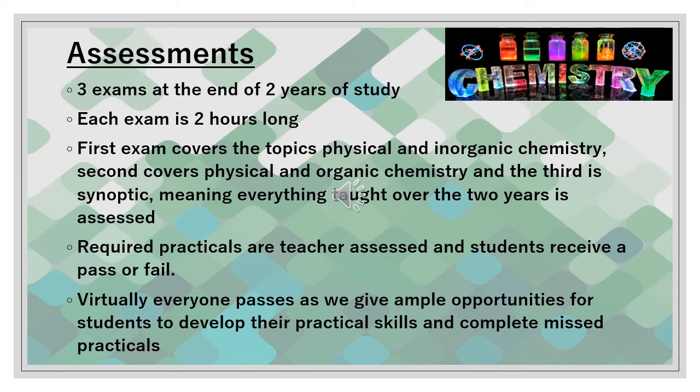The assessments: there are 3 exams at the end of the 2-year course. The first exam is made up of the topics physical and inorganic chemistry. The second one covers physical and organic chemistry, and the third one is synoptic, meaning it covers all the topics that we've covered over the 2 years. Each exam is 2 hours long, and these together give you a final grade which you'll get in August of the second year. The mini tests that we do allow us to follow your progress, but they do not make up your final grade. Only these final 3 exams at the end of the 2 years make up your final grade.